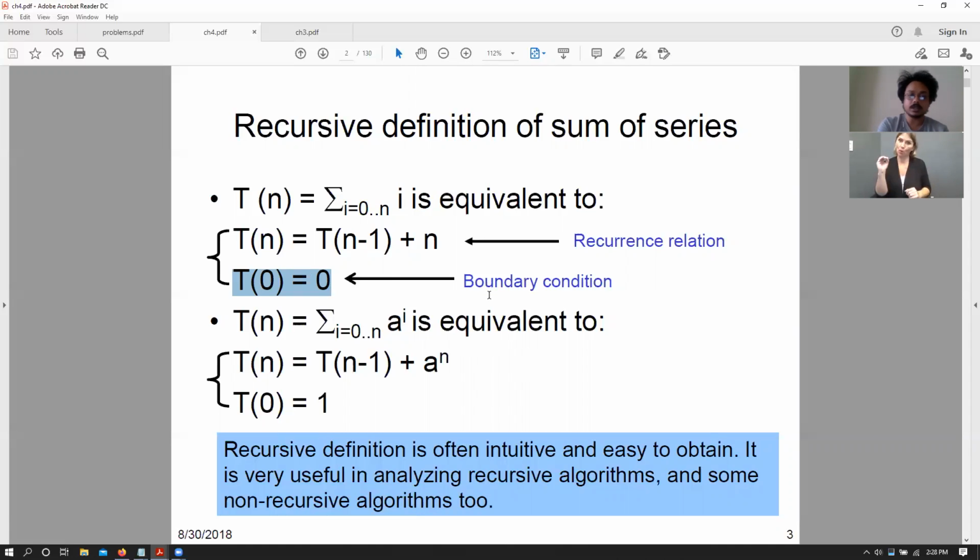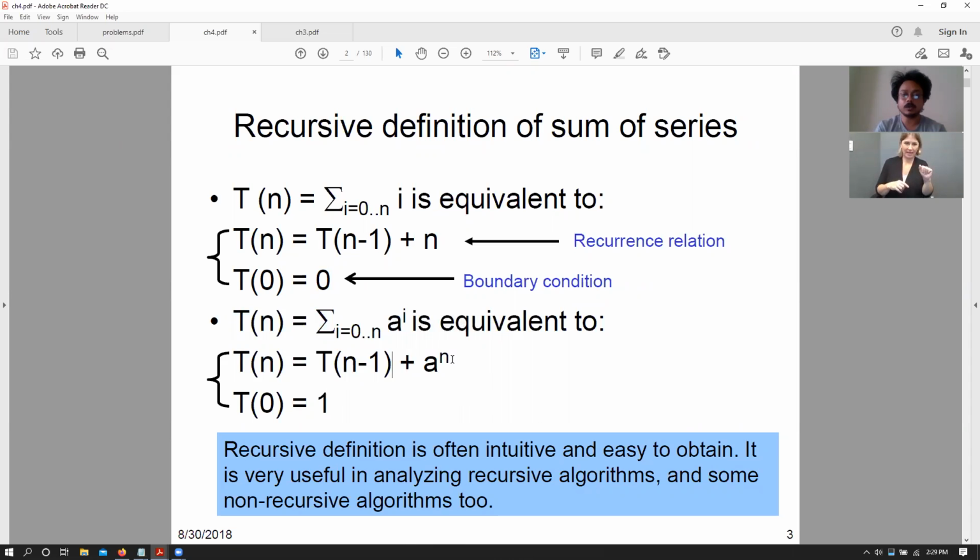So our entire equation can now be represented with this recurrence relation, that is T of n equals T of n minus 1 plus n, and then T of 0 equals 0. Similarly, T of n equals the sum from i equals 0 to n of a to the power of i is equivalent to T of n equals T of n minus 1 plus a to the power of n. I'm just bothered about the current number n, and then I'm just delegating the sub-problem task to some other recurrence function, that is T of n minus 1.